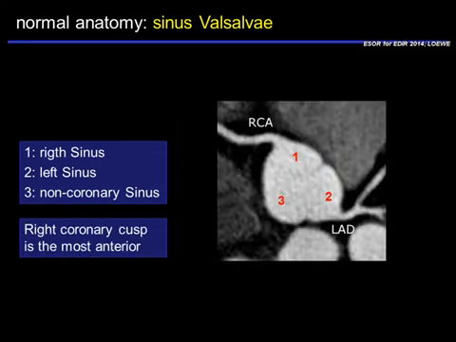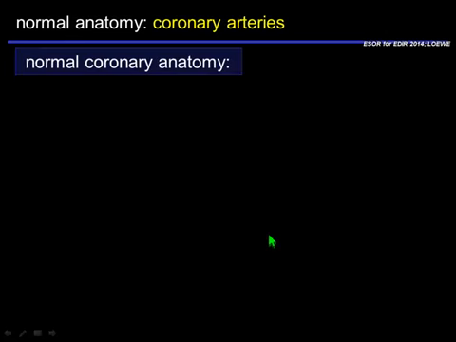Since the right sinus of Valsalva has the ostium for the RCA, the left sinus of Valsalva has the ostium for the left main, and the non-coronary sinus doesn't have any ostium for a coronary artery in case of normal coronary anatomy. The right coronary cusp is the most anterior one, so the origin of the RCA is the most anterior one and really substernal.